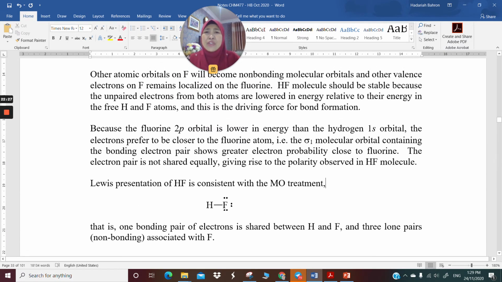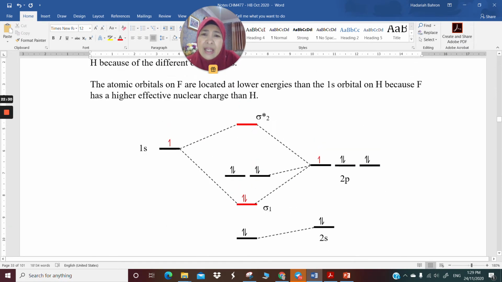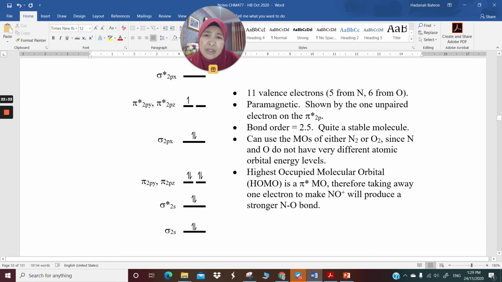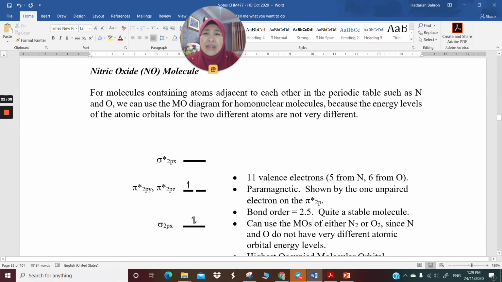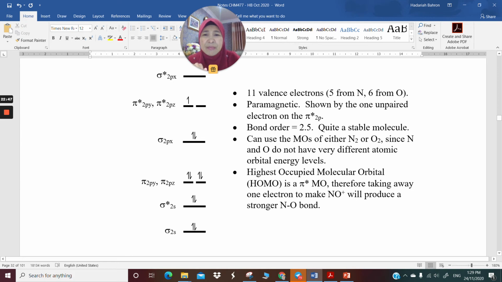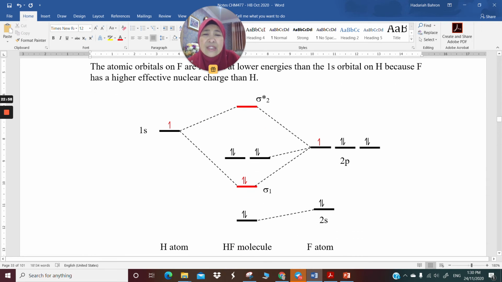So that's it. Those are two examples of two extremes of heteronuclear diatomic molecules. The first extreme is when you have nitrogen and oxygen located adjacently in the periodic table, just next to one another, so you can use the very familiar looking molecular orbital diagram that you learned to draw in the previous lecture. And another case is when you have a heteronuclear diatomic molecule with the atoms being far away from each other.